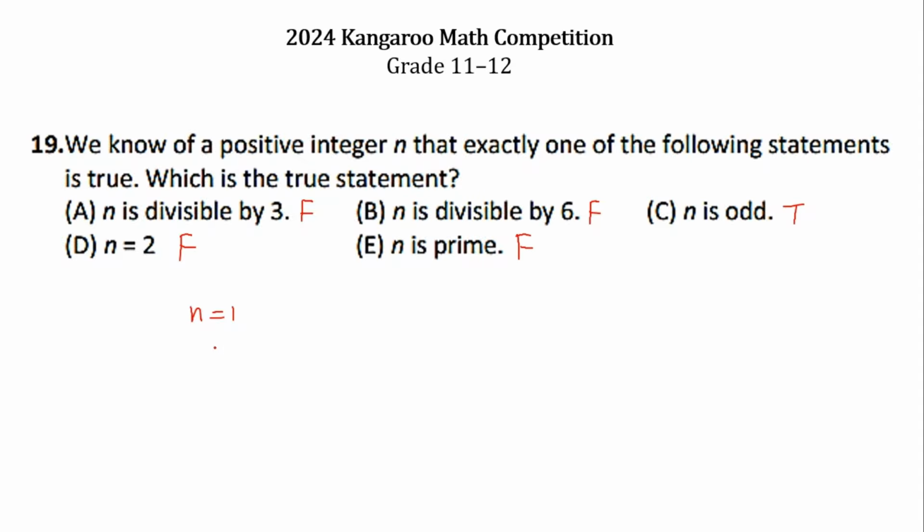So with this assumption, the given conditions have been satisfied. So n must be equal to 1, and the only true statement is option C. So this is the answer.